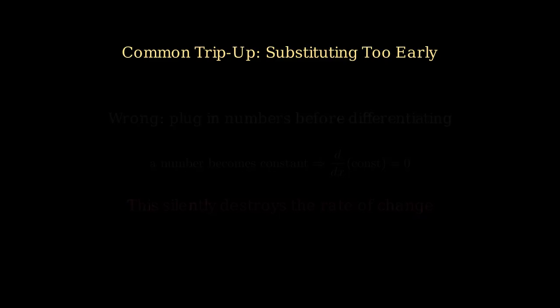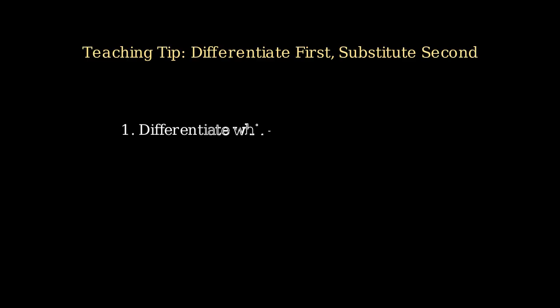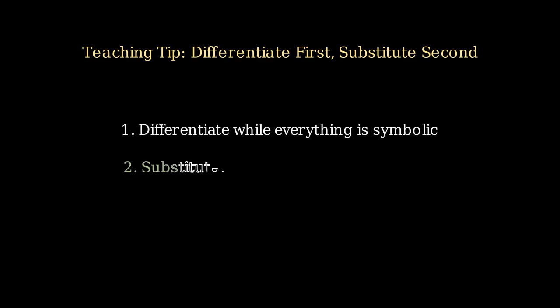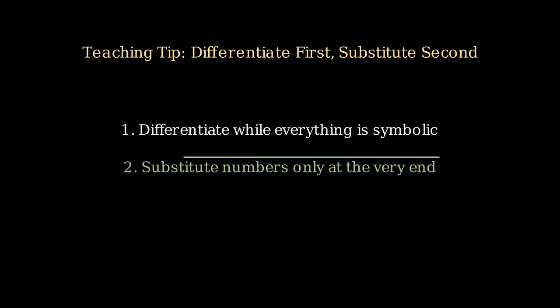So the teaching tip is this: enforce a strict written order every single time. Differentiate first and substitute numbers second. Keep the entire equation in symbols all the way through the differentiation step, and only plug in the specific numerical values at the very end once the derivative has already been taken.